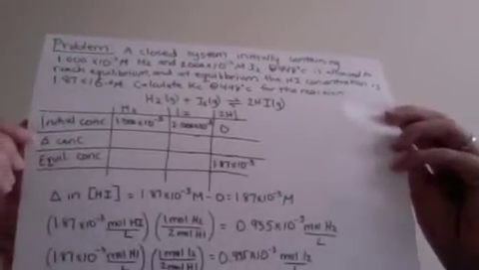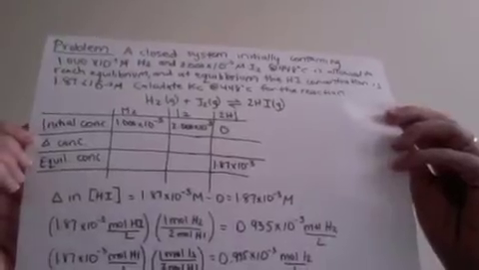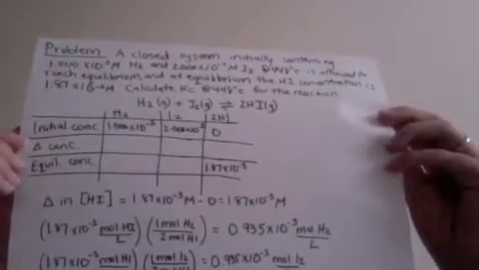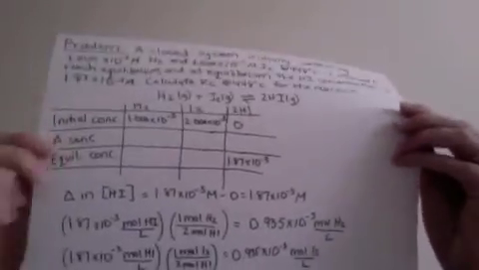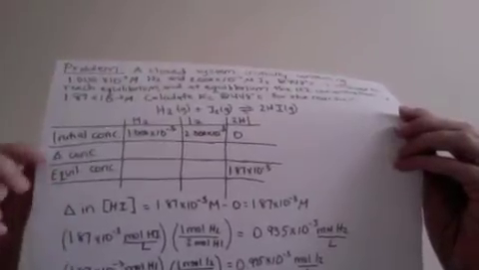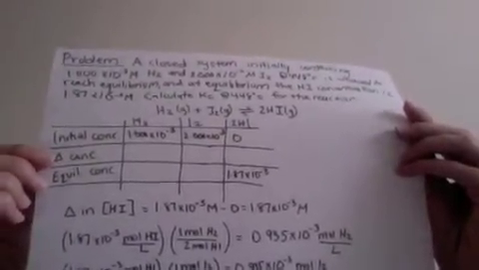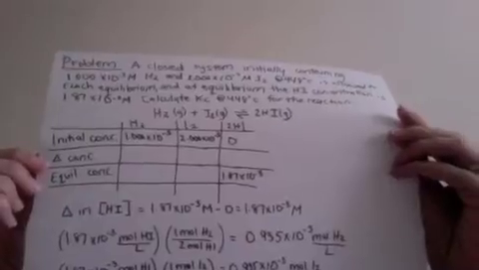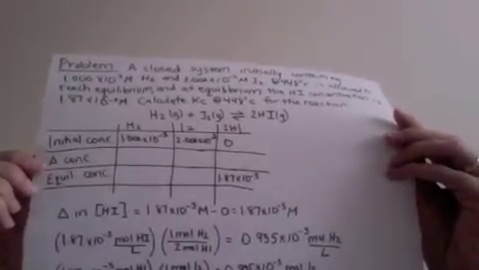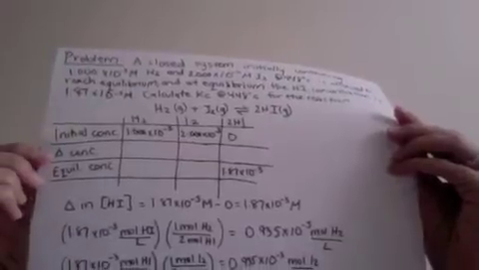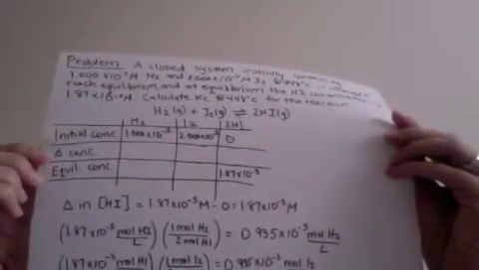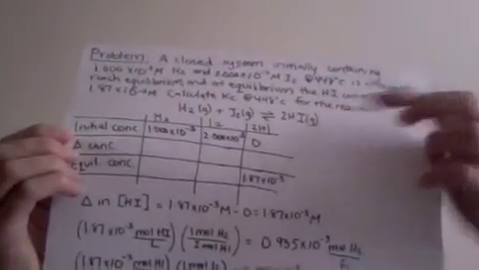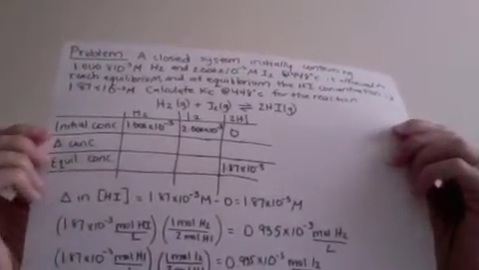So now that we have the information that's given, we can calculate the change in HI concentration, which is the difference between the equilibrium and the initial value. So the change in HI, which is shown in this line, is our equilibrium concentration of 1.87 times 10 to the negative 3 molar minus 0, that initial concentration, and we get 1.87 times 10 to the negative 3 molar. Next, we can use that change in HI concentration, and we can use the coefficients from our balanced chemical equation to calculate the changes in H2 and I2.